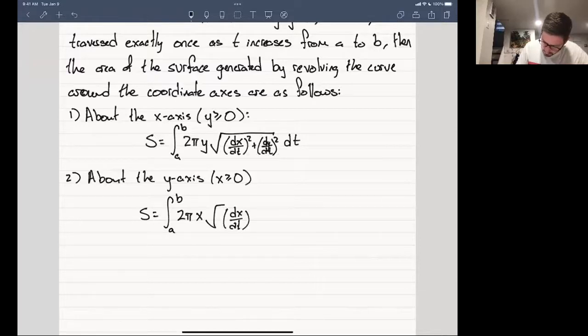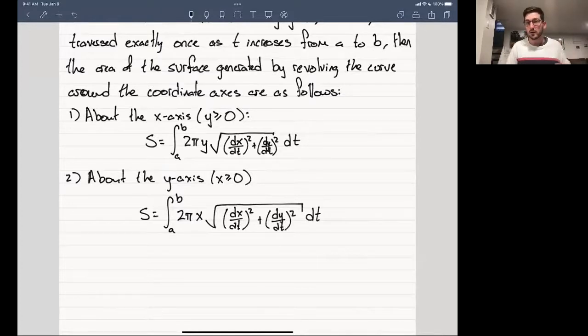Again, this should look familiar. This is sort of a Pythagorean identity. You're looking at the change in the y direction, the change in the x direction, and then the change in the direction of the vector that has coordinates dx/dt and dy/dt. So this is your general formula, right? This is the natural extension of parametric curves.